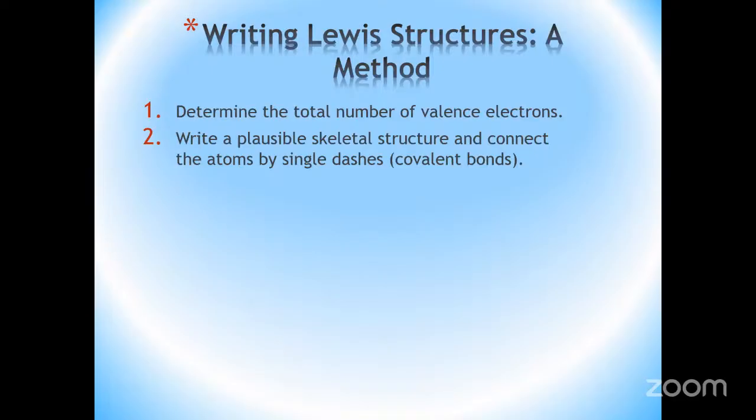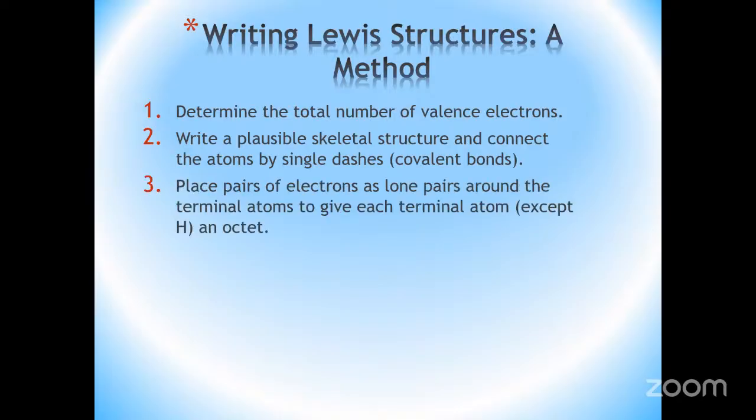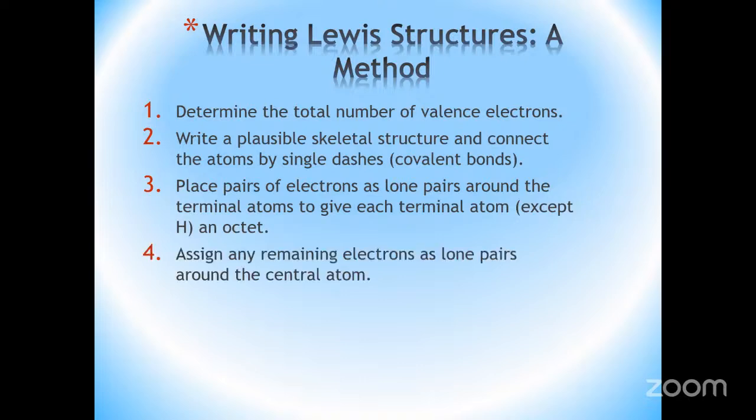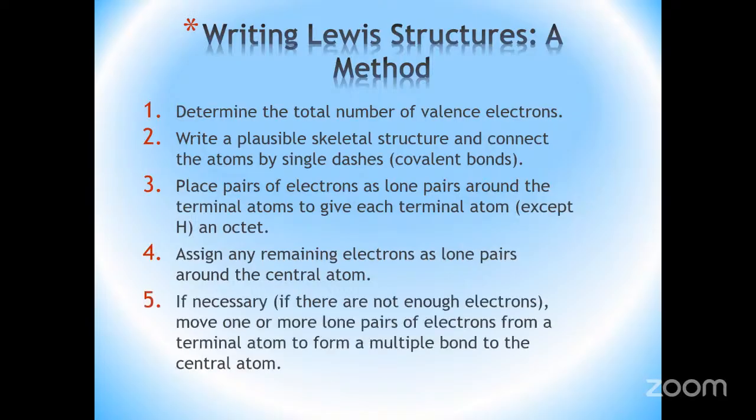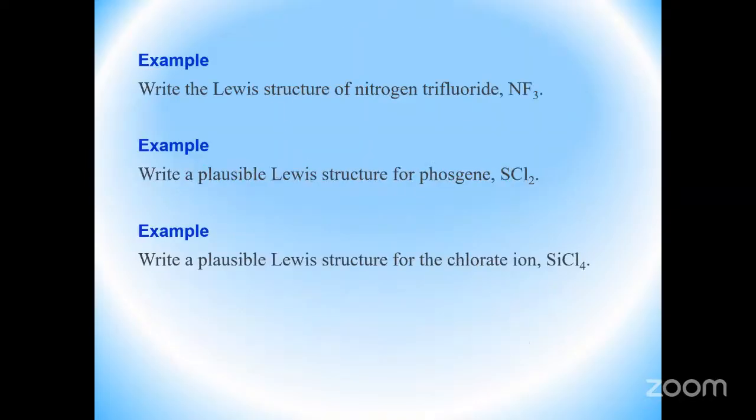First, you determine the total number of valence electrons. Then you write a possible skeletal structure and connect the atoms by single bonds. And then you place pairs of electrons on the surrounding atoms so that each atom, excepting hydrogen, of course, will have an octet. And then assign any remaining electrons as lone pairs around the central atom. And then if necessary, move one or more lone pairs of electrons from the terminal atom to form a double bond to the central atom. So the best way to learn this is, of course, to do some examples, and we have some examples right here.